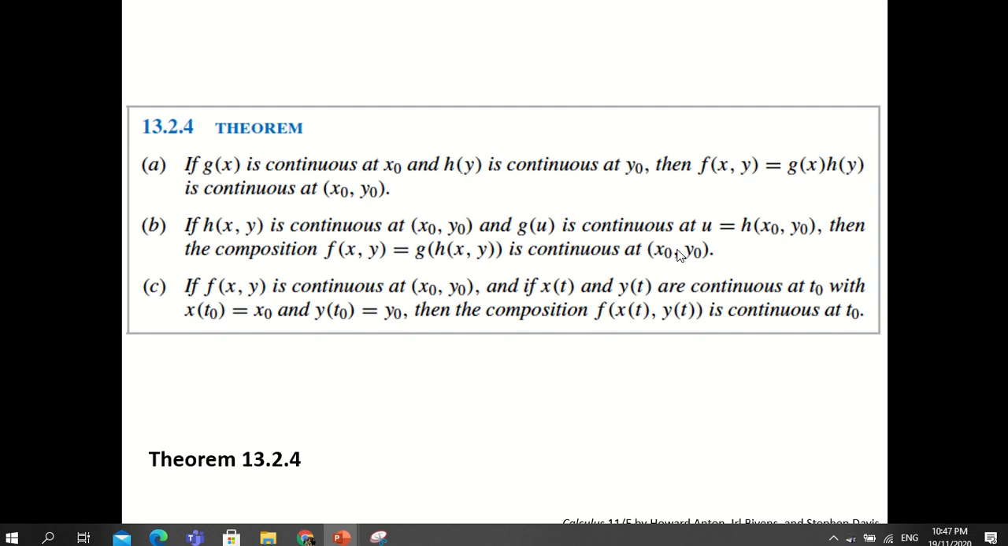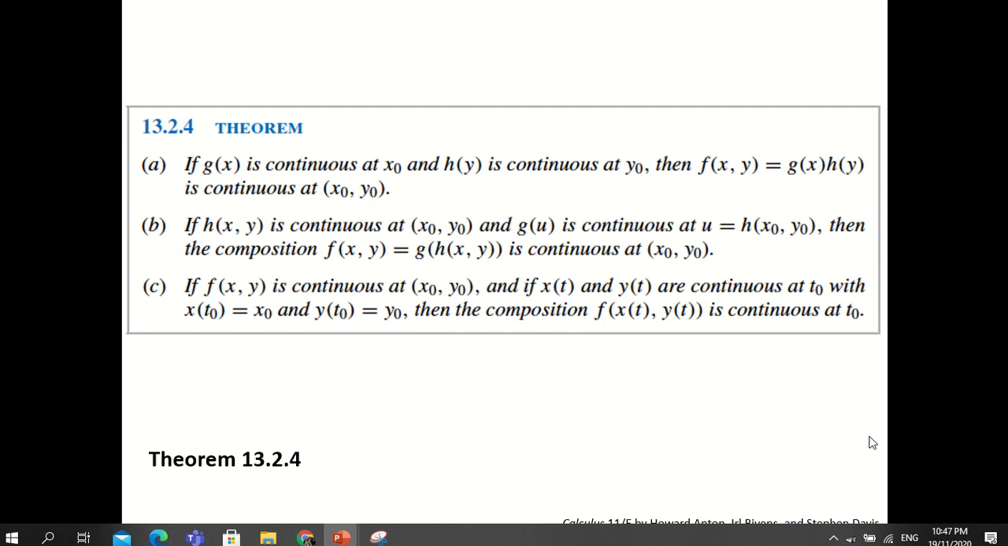And if f of x, y is continuous at the point with coordinates x sub 0 and y sub 0, and if x of t and y of t are continuous at t sub 0 with x of t sub 0 equal to x sub 0 and y of t sub 0 equal to y sub 0, then the composition, the function with the coordinates x of t and y of t, is continuous at t sub 0.